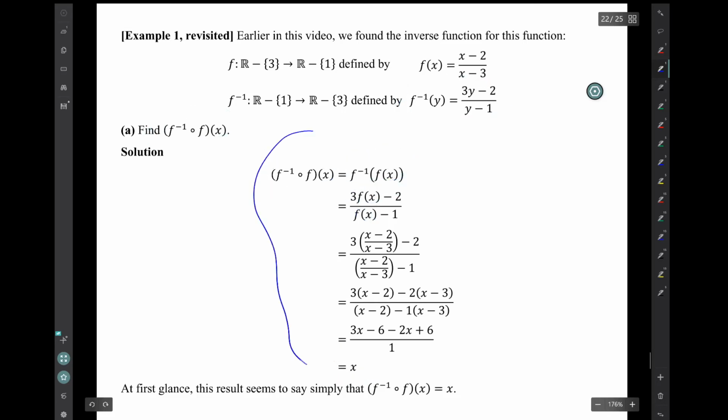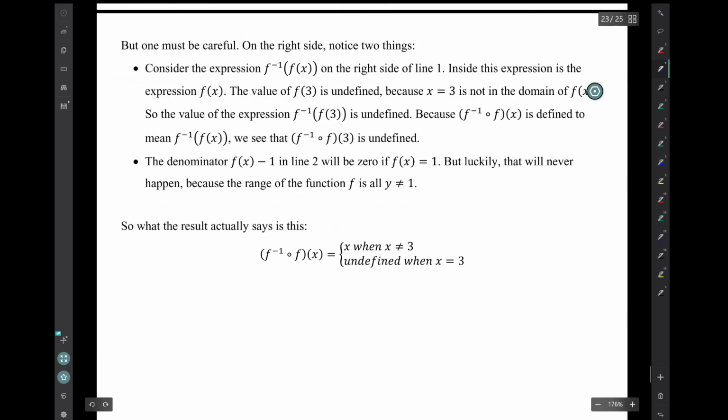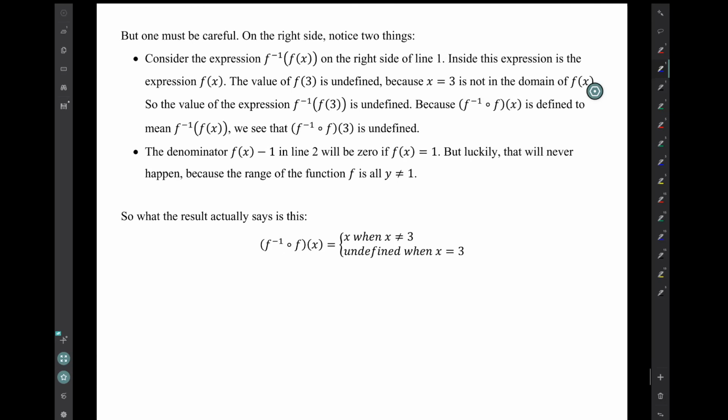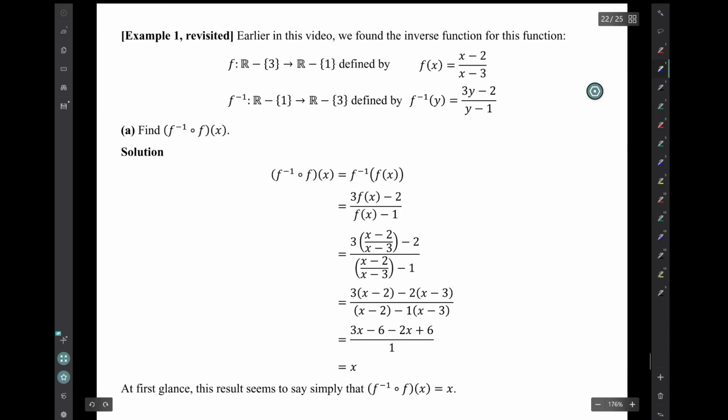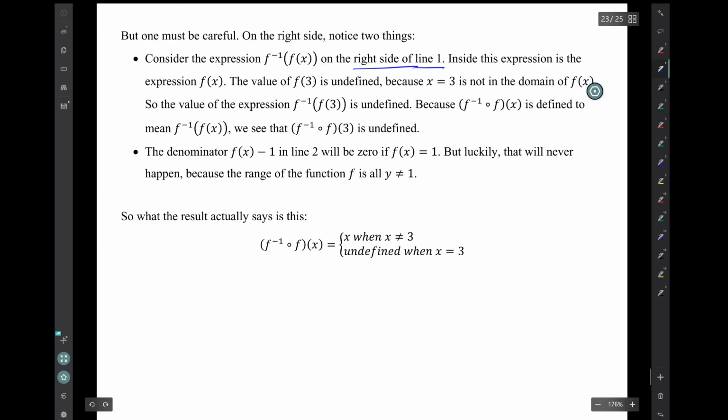So this string of equations seems to imply that f inverse of f of x is always just x. But we have to be careful. First of all, look on the right side of the very first line. We have that expression. This is defined to be that. In that expression is an f of x. The value of f of 3 is not defined because x equals 3 is not in the domain of f. So the value of this expression is not defined.